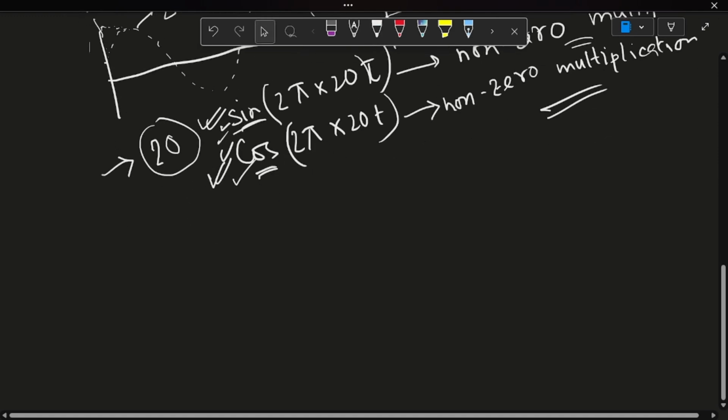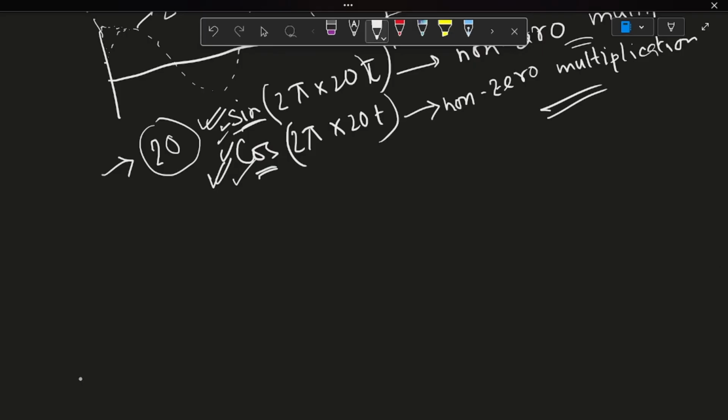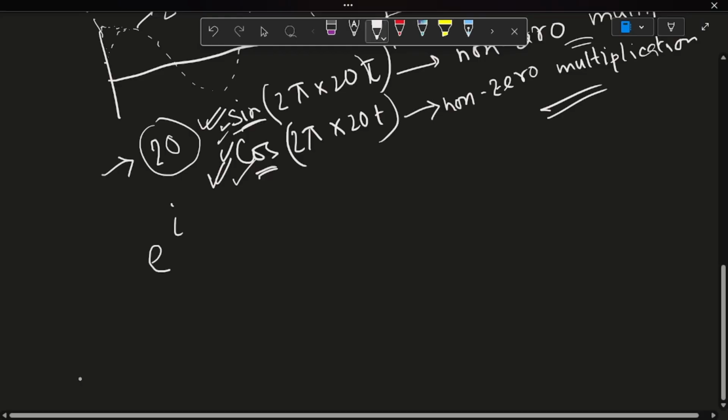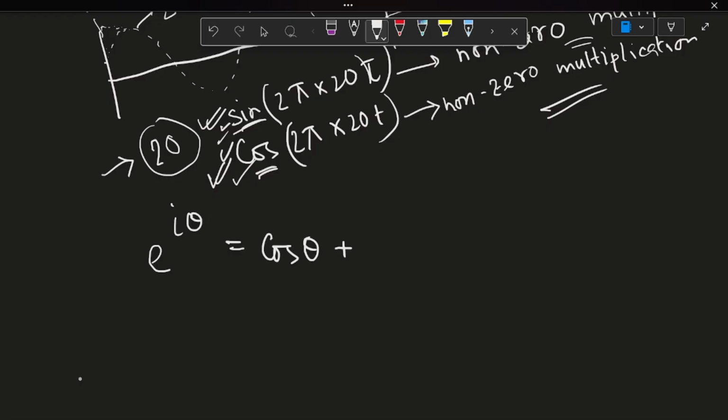That is why it is important to multiply it with the Euler function. So we know the Euler expansion: if we have e to the i theta, we can expand this as cos theta plus i sin theta.